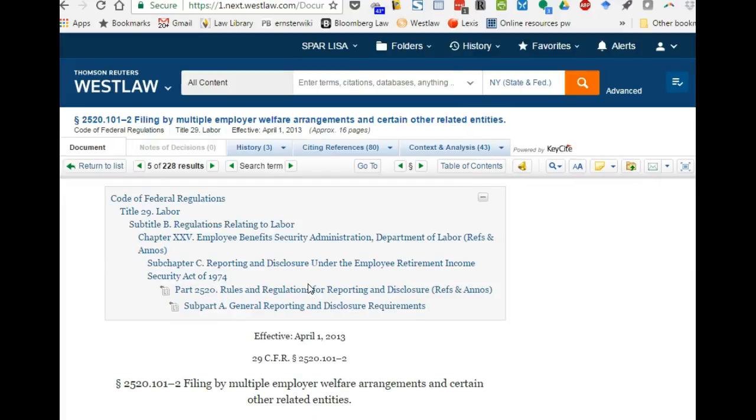And I am definitely going to look at Part 2520. I'm going to look at the other sections within Part 2520, and then I might work my way up the table of contents to see what else I find relevant. I know I went over this in depth last time, but I think it's worth going over again because it's so important.